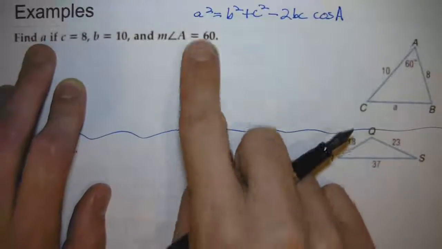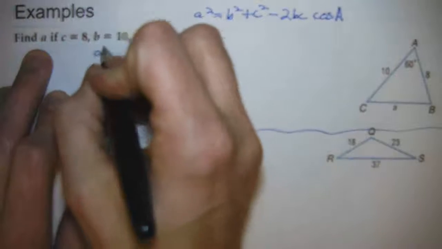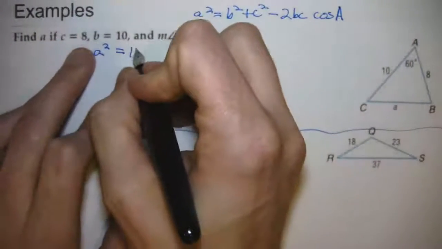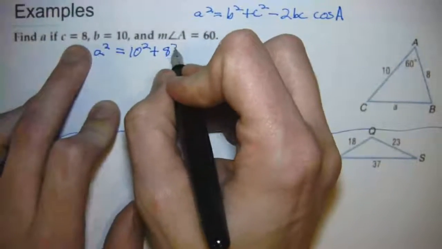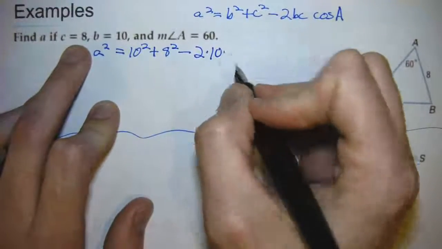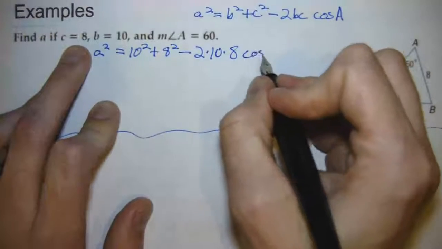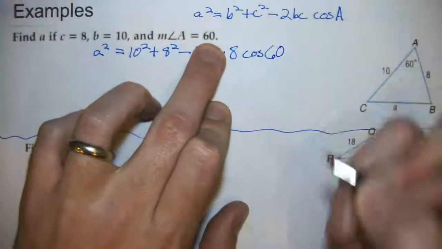Obviously I'm finding side A, so I don't know it. So we'll go ahead and write that in. A squared equals B, which we know is 10, so 10 squared. We know what C is, in this case 8, so 8 squared. We need 2 times 10 times 8, so again 2 times B times C. And then cosine of angle A. Well, in this case, angle A is 60 degrees.